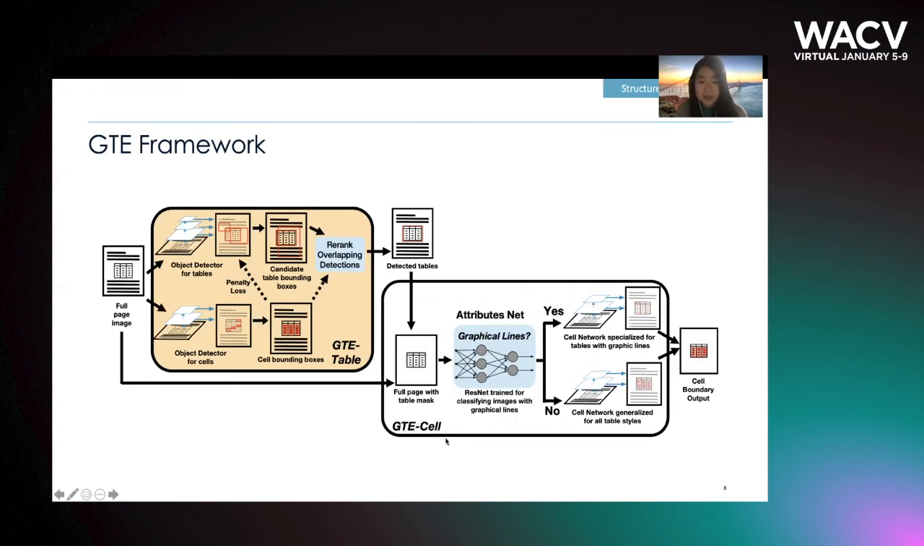For GTE cell, our key innovation here is to have a hierarchical network that first looks at what kind of style it is. In our case, we focus on graphical lines. And it sends it to different networks that are specialized for it. You can see our ablation studies to see how much improvement these innovations made in our overall results.